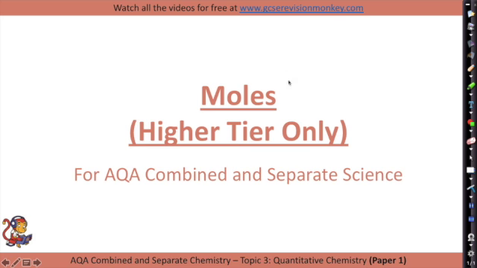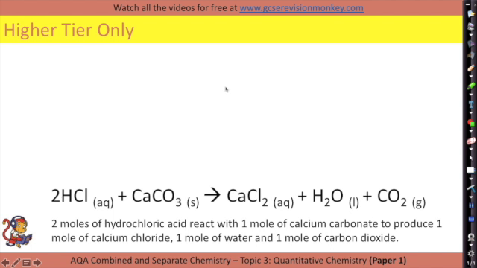This section on moles is for higher tier only. Moles in chemistry is a word to describe a particular number of particles, and that number of particles comes from Avogadro's constant, which is a very particular number of particles, 6.02 times 10 to the 23 particles. So 1 mole of a substance will contain 6.02 times 10 to the 23.